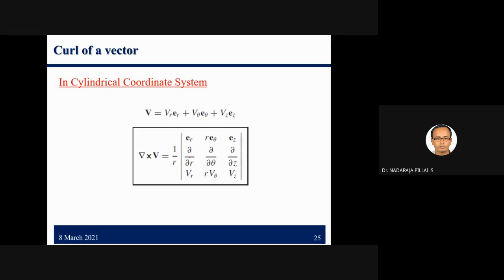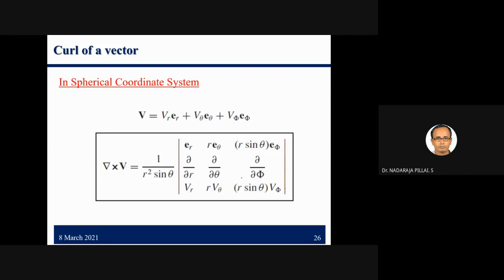Then the cylindrical coordinate system. In the cylindrical coordinate system, you know very well, we have r, theta, and z. So we can represent del cross V as 1/r times the determinant with er, e theta, e z, then ∂/∂r, ∂/∂θ, ∂/∂z, and all these components we can consider.